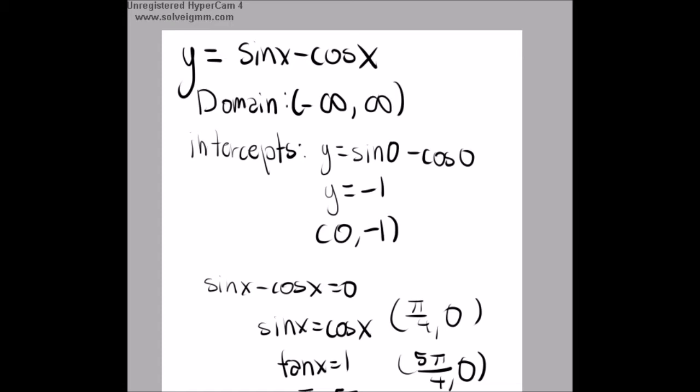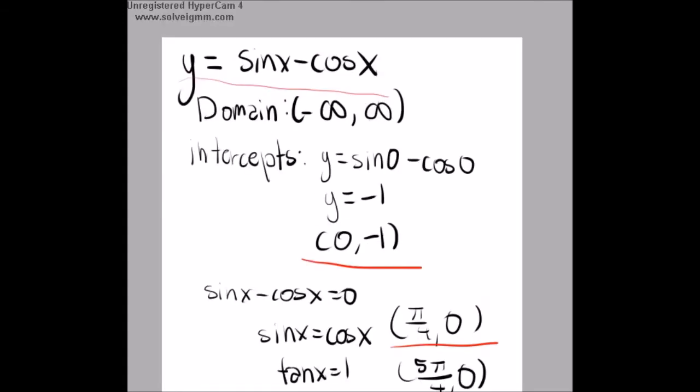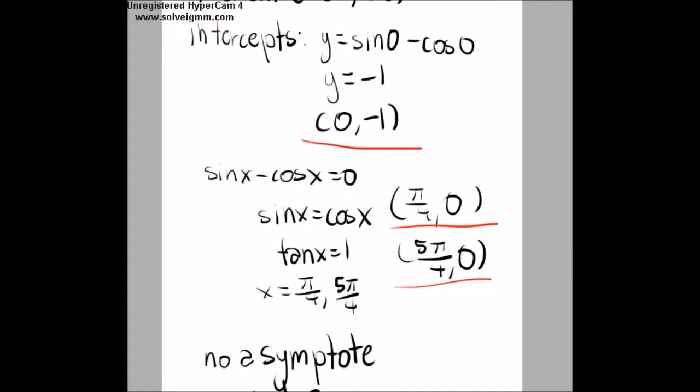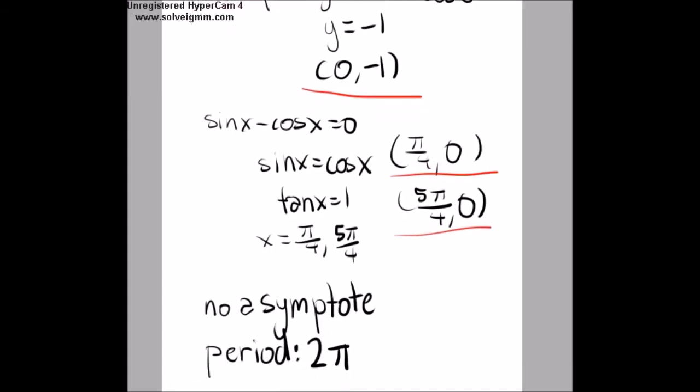Okay, so we have our function, which is y is equal to sine of x minus cosine of x. The domain of this function is all real numbers. Intercepts are found to be (0, -1), (pi over 4, 0), and (5 pi over 4, 0). There are no asymptotes for this function, and the period is 2 pi. If you remember from trig, sine and cosine both have periods of 2 pi.